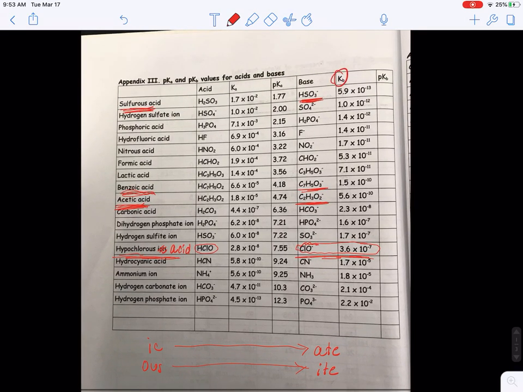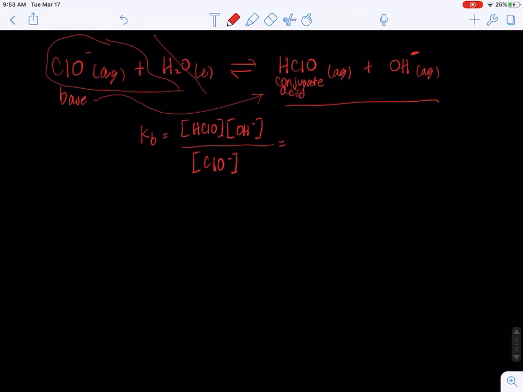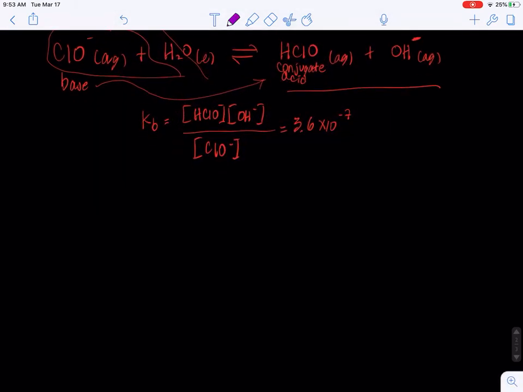You want to look at the Kb column up here, okay? And it has a value of 3.6 times 10 to the -7. So that's equal to 3.6 times 10 to the -7, okay? Now what I want to review with you is calculate the percent ionization of hypochlorite. And we'll use 0.1 molar sodium hypochlorite, okay? And that's technically bleach, the sodium salt of that, okay?